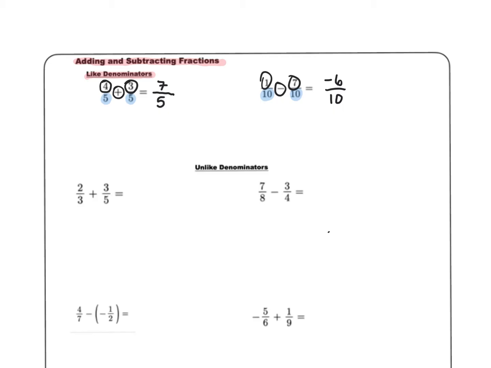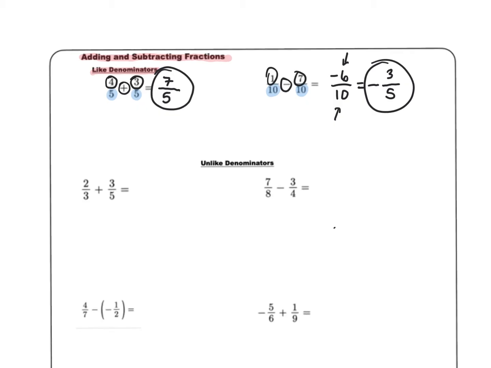6/10, and we know that we can reduce that. First of all, I know that it is going to be a negative divided by a positive, so the fraction itself is going to be a negative, and 6/10 reduces down to 3/5. Okay, and so these would be our final answers here. So let's move on to these unlike denominators.